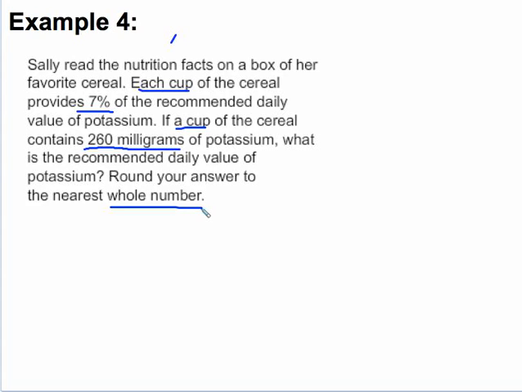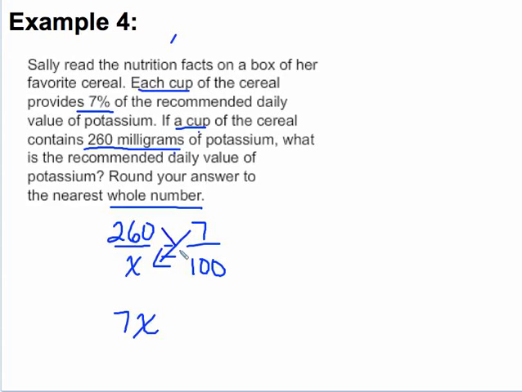So I know when I'm setting up my proportion, part over whole equals the percent over 100. Well, I know my percent is 7 out of 100. 260 milligrams are contained in 1 cup. They tell us that 1 cup contains 7% of what's needed. So 1 cup only contains a part of what's actually needed in the day. So that 260 is going to correlate to the part. I don't know how much potassium I need in a day. I actually need to solve for that. So I'm going to cross multiply. I'm going to get 7x is equal to 26,000.